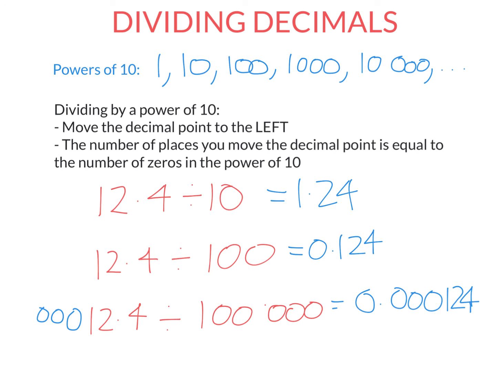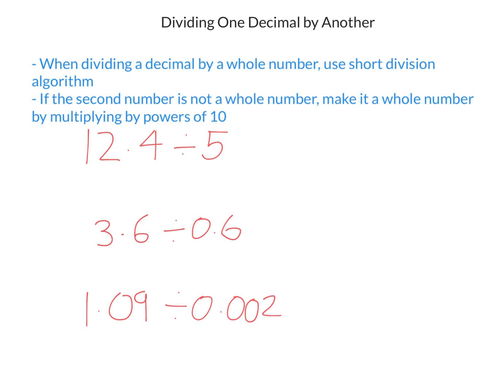All right, let's now look at dividing one decimal by another decimal. So when you're dividing a decimal by a whole number, you can just use the short division algorithm. It's actually quite easy. So let's say I have 12.4 divided by 5. Another way of saying that is how many times does 5 go into 12.4? So note 12.4 is the same as 12.40. We might need that extra spot.